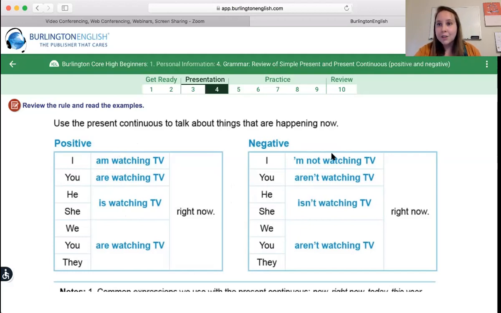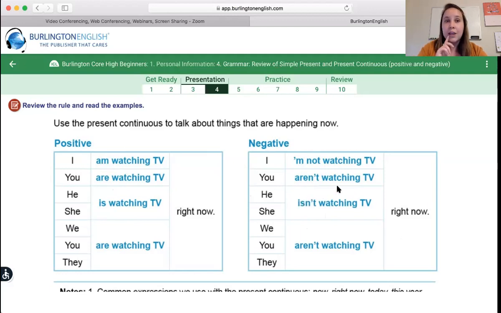Then the negative version, so things that you are not doing right now. I'm not watching TV, or I am not watching TV right now. You are not or aren't watching TV right now. He isn't watching TV right now. So you'll notice that there's just a not here in between the am, are, is. It's just am not, are not, is not.